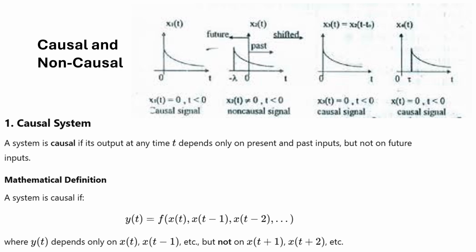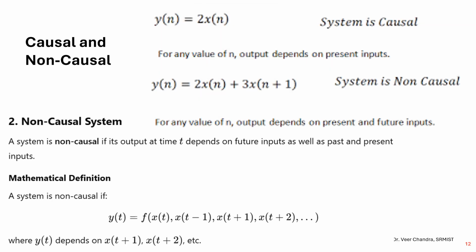While if your graph lies only on the right side of the y-axis, that is x is equal to 0, then that is the causal type of system, because exactly on the y-axis, x is equal to 0, it has only the present values, and if you move towards the positive direction of time, then it goes to the past values. So this will be the causal type of system. For example, you can check in this graph as well.